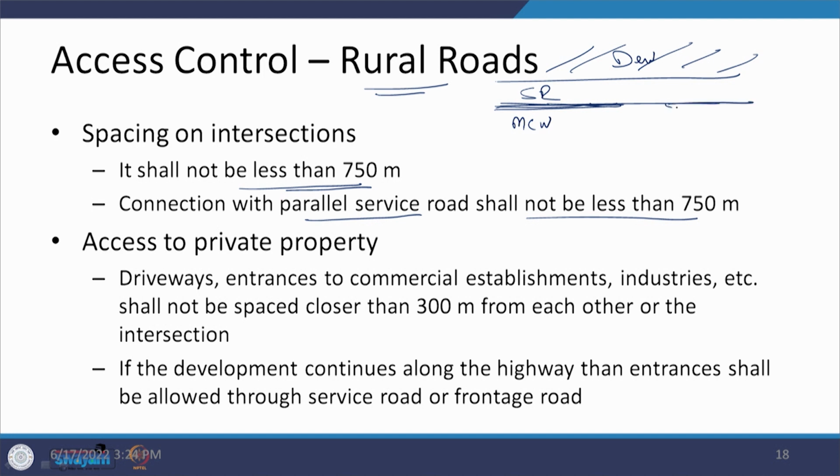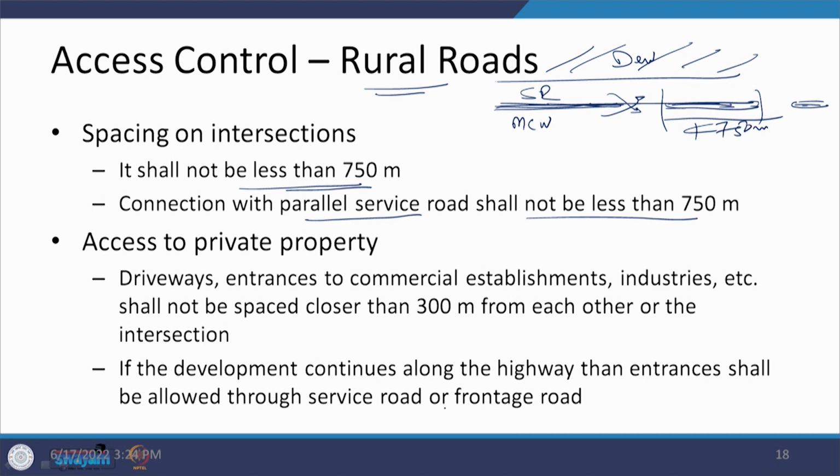So, we are providing these types of connectivities. So, the traffic which can come here or go this way. Now, if there is another one being provided like this, then this shall not be less than 750 meters.